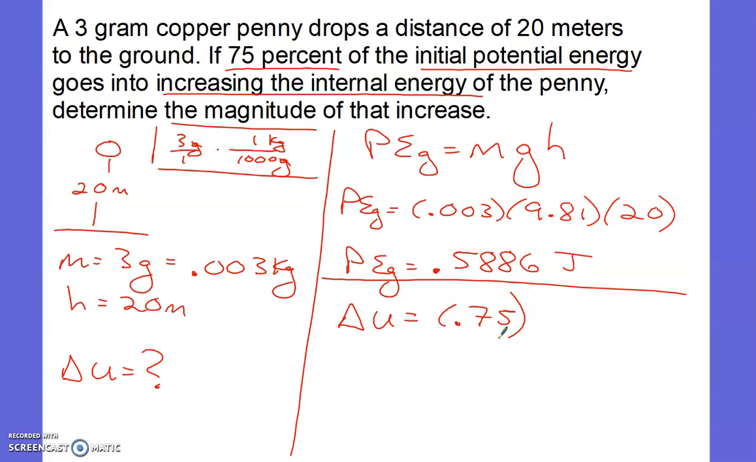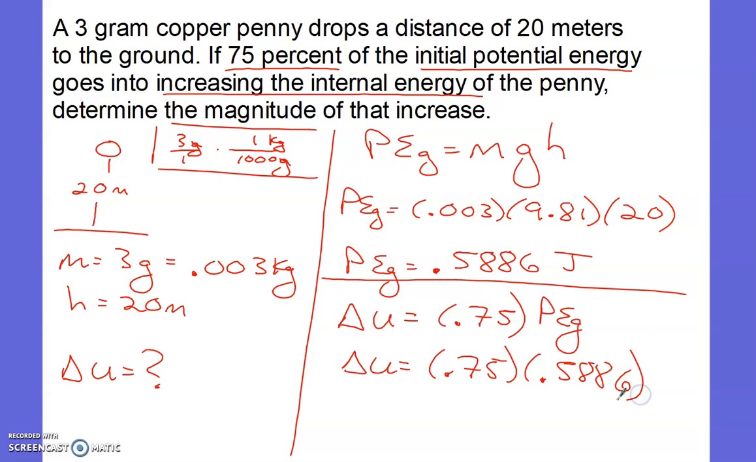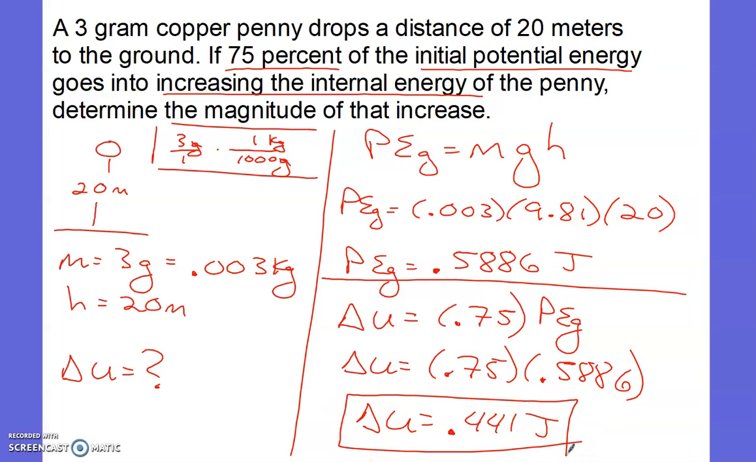we're going to take 75% and multiply by 0.75, the gravitational potential energy. This gives us a change in internal energy, an increase of 0.441. As always, units of energy are joules. So our increase in internal energy is 0.441 joules.